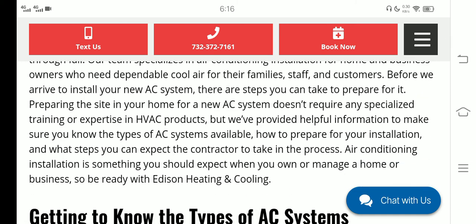Installation is something you should expect when you want to manage a home or a business, already within Additional Heating and Cooling.